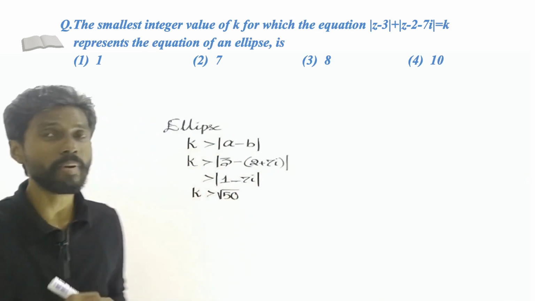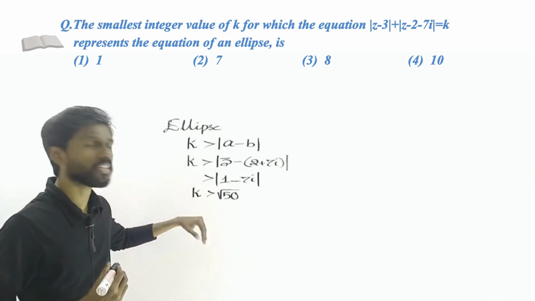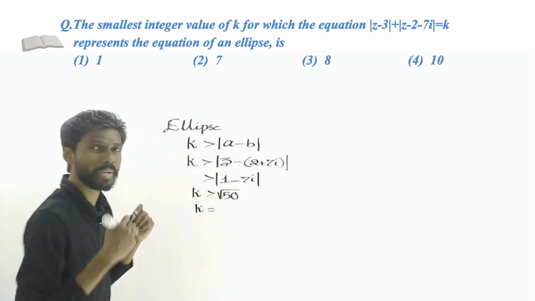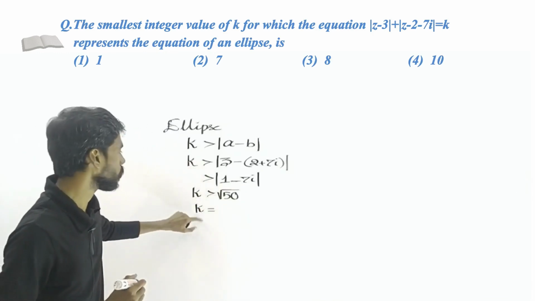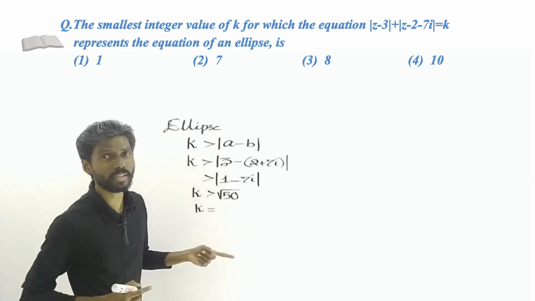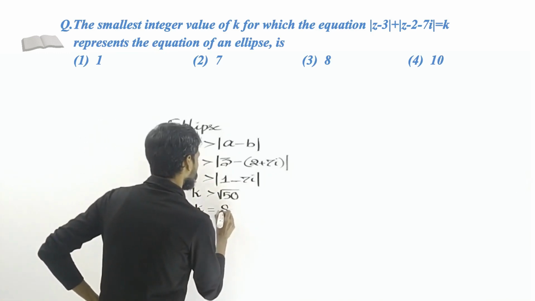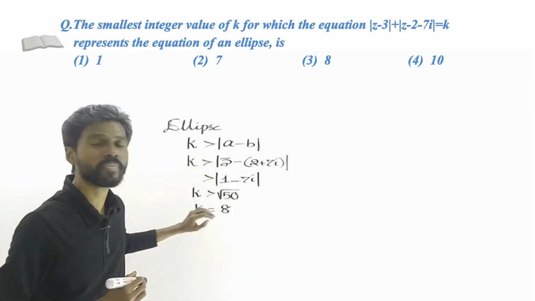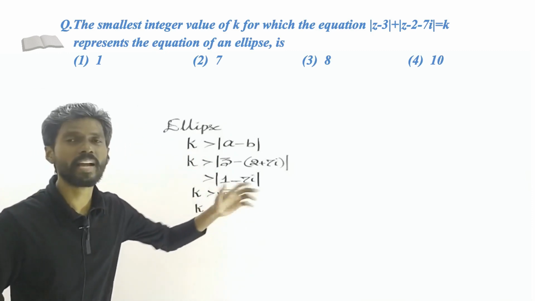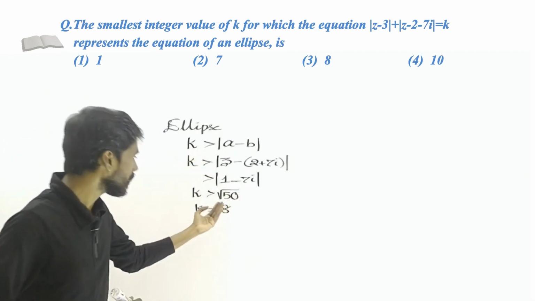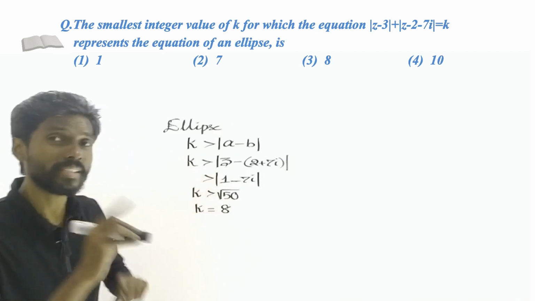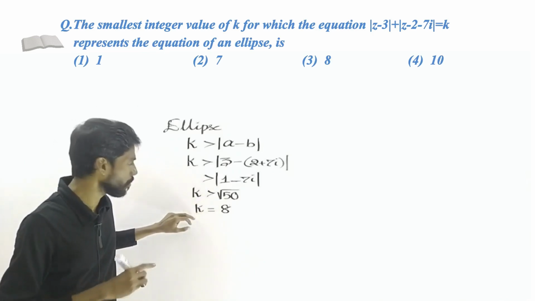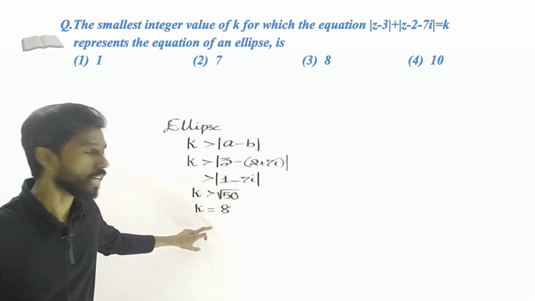But we want the minimum integer value, right? Which integer is just greater than root 50? Root 50 is 7 point something, so k must be greater than that value. So 8 is the minimum. If k is 8 or 9 or more, it will be an ellipse. Less than root 50, it is an empty set. Exactly equal to root 50, it is a line segment. So the minimum integer value of k satisfying this condition is 8.